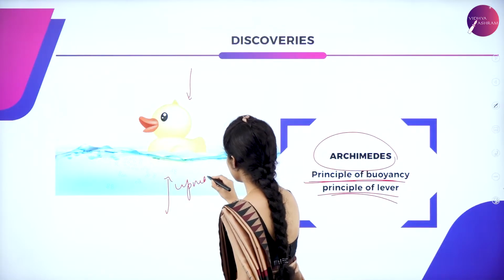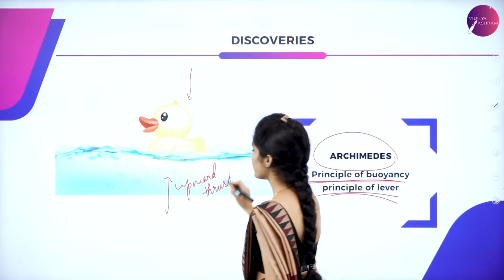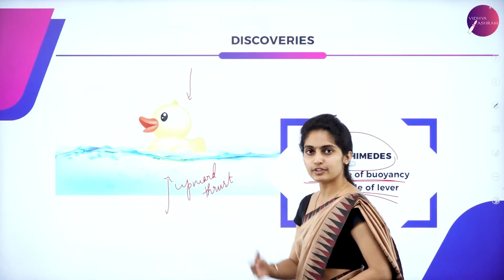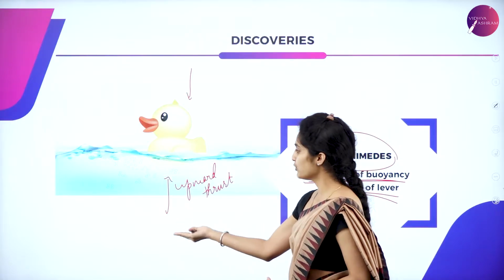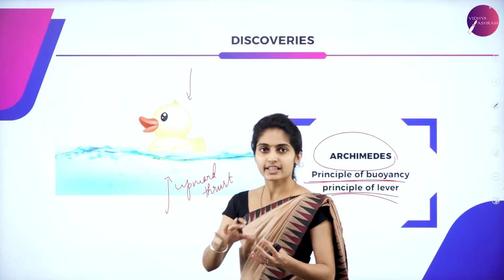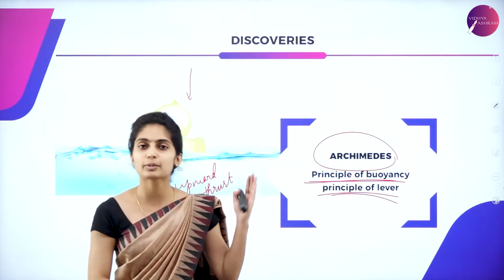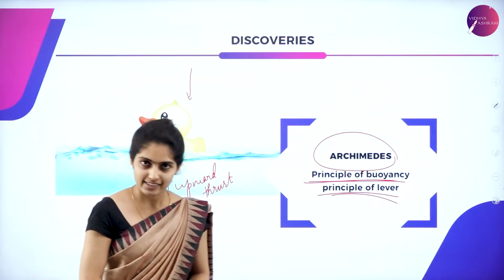Upward thrust. The pressure which is exerted upward. So gravitational pressure is acting downwards and upward thrust is acting upwards. So what happens to the object? It starts floating. That is nothing but the principle of buoyancy that you have already studied in your 10th standard.